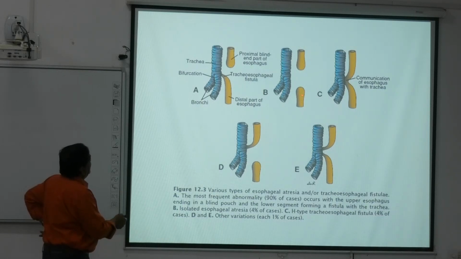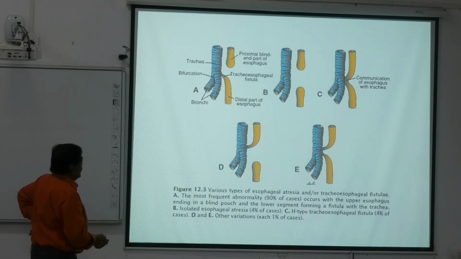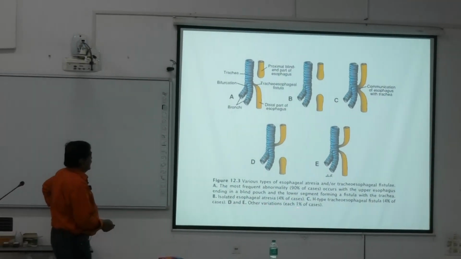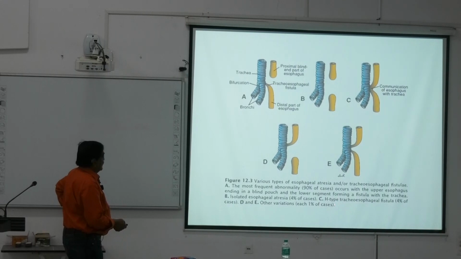Here, two blind endings, and a communication of the esophagus. See, one again directly communicates, and here these are the C type, tracheoesophageal fistula, in 4% of cases. D and E, other variations, are 19%.